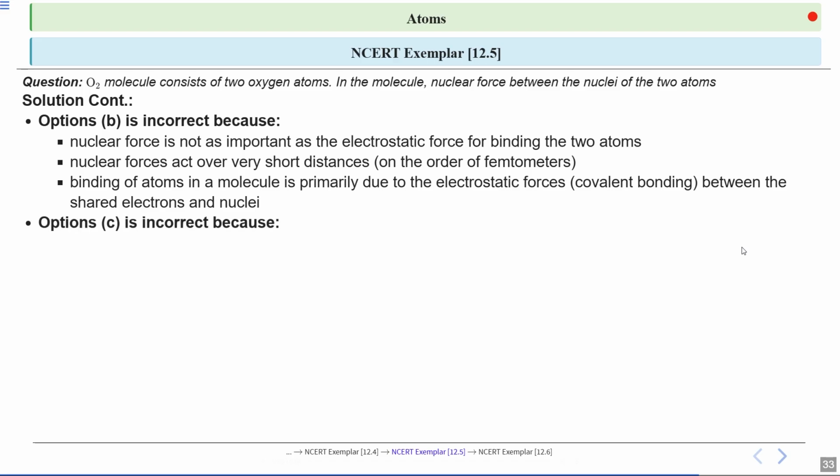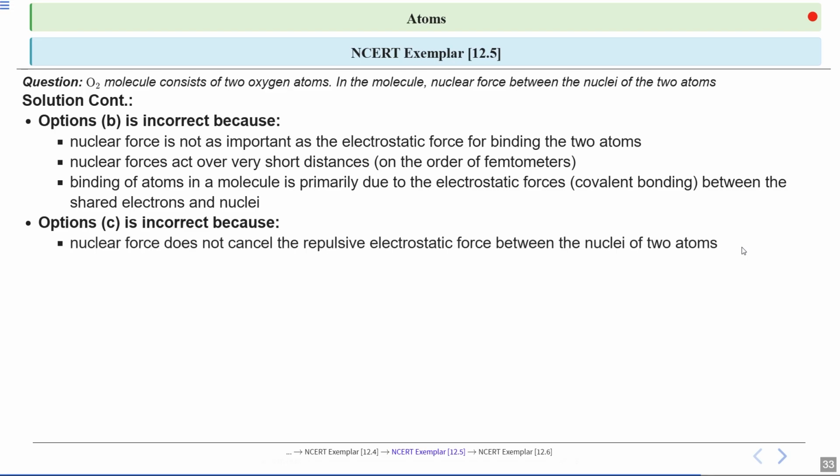Now let's move on to why option C is also incorrect. Nuclear force does not cancel out the repulsive electrostatic force between the nuclei of two atoms. The repulsion comes from the positive charge of the nuclei, and the nuclear force doesn't extend far enough to counteract this at the atomic scale. Remember, nuclear forces are very short ranged and only act within the nucleus itself. They are responsible for holding protons and neutrons together inside a single nucleus, not between different nuclei.